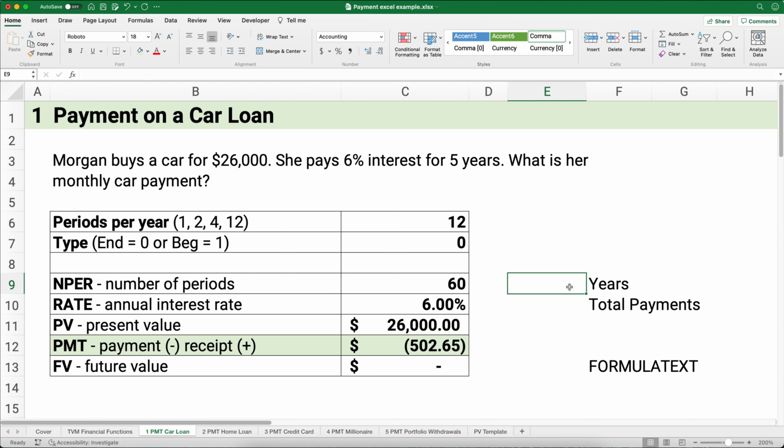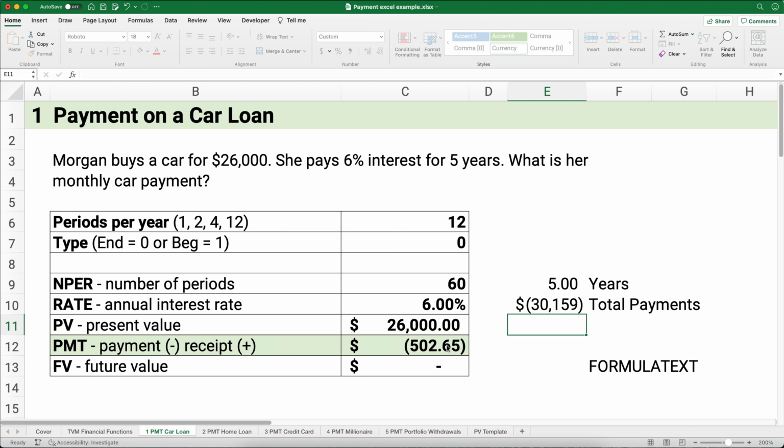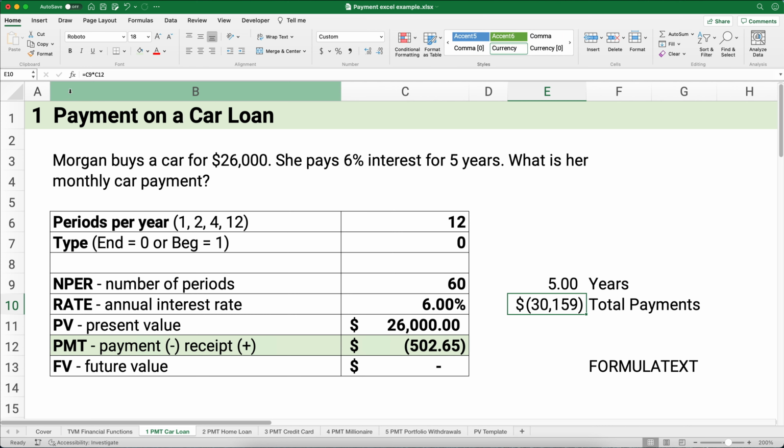So let's do a couple little things, just kind of make some analysis. And I've done this on all the other problems, and I'm not going to show you each time. But you could take 60 months. A lot of our problems are going to be monthly, divided by 12. So this is 5 years. You can kind of see, hey, this is for 5 years. Well, what's our total payment? Our total payment is going to be the 60 times the 502. And this comes out to be negative, which is fine. The total of the payments are going to be $30,159.